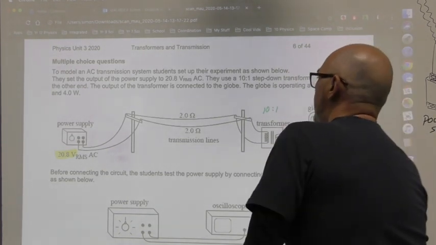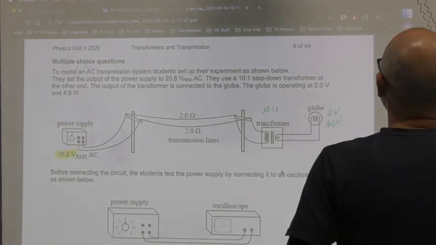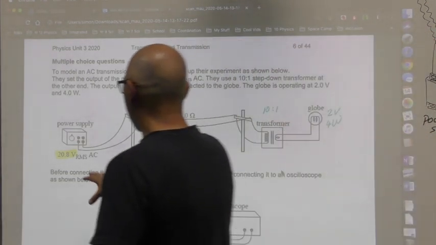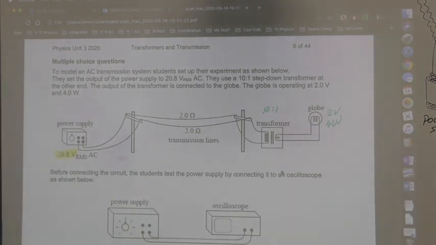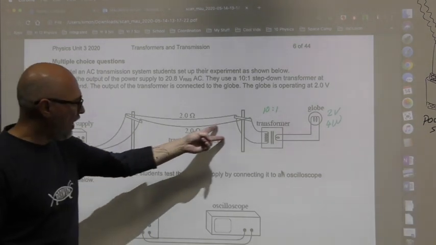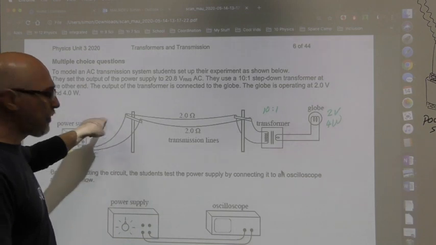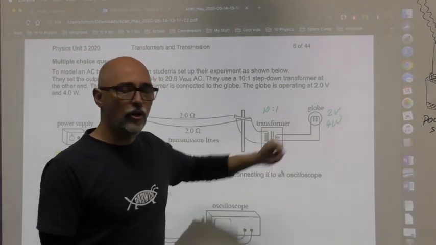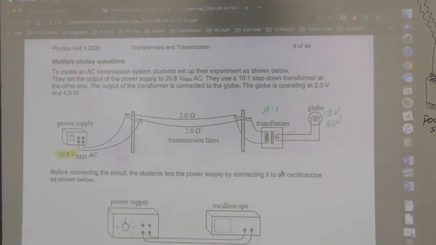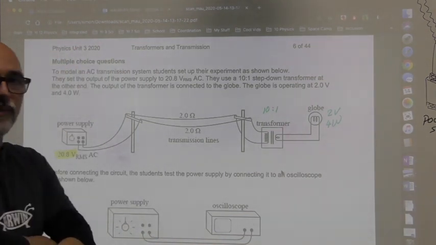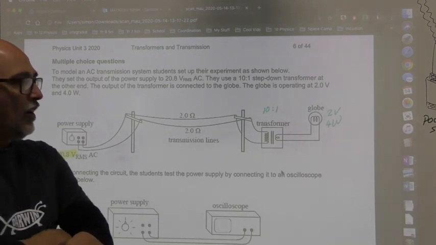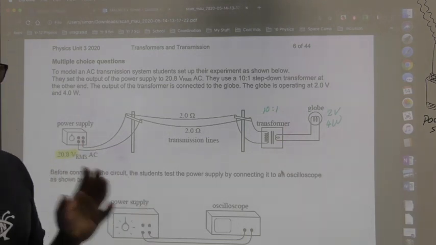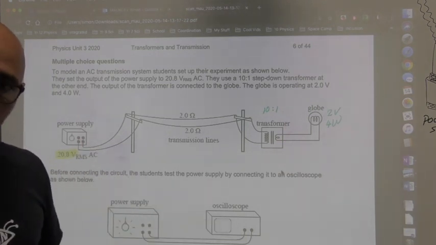Well, let's see. I need to notice that I have an AC power supply over here. I have transmission wires. There is no transformer over here, just one over there, right toward the globe. This is a really typical setup. Often the questions will be pitched at you with a single transformer.